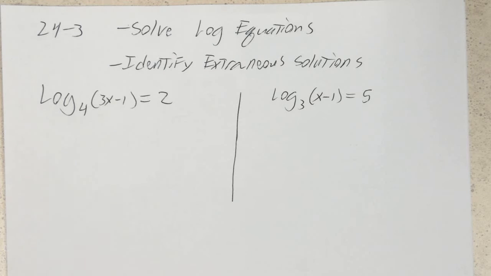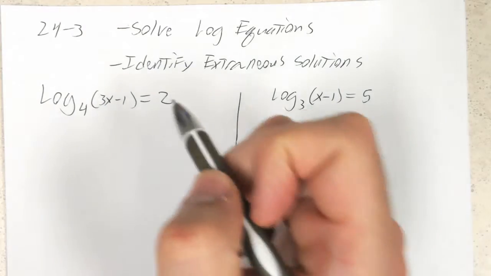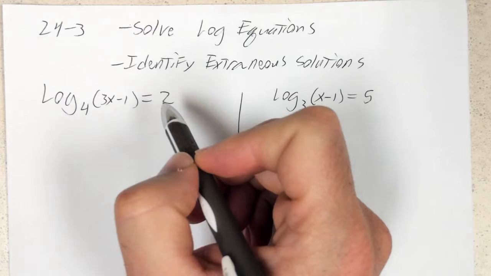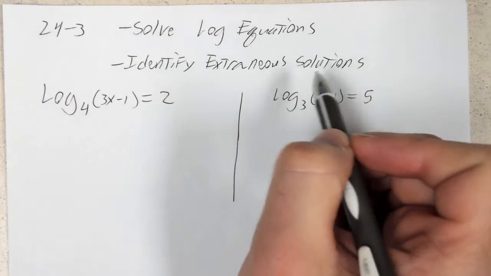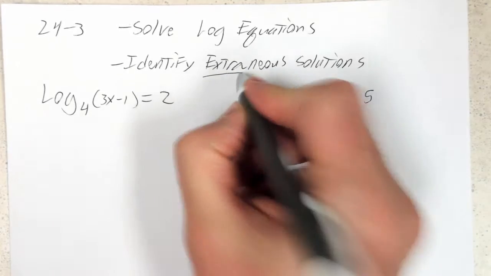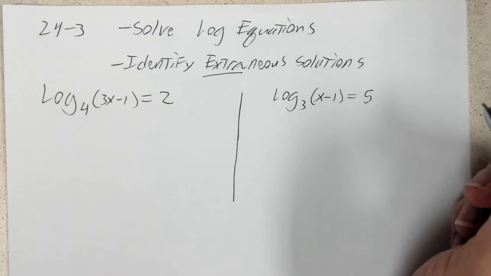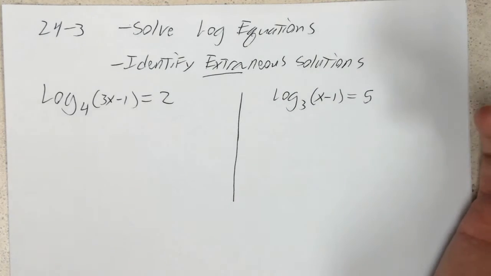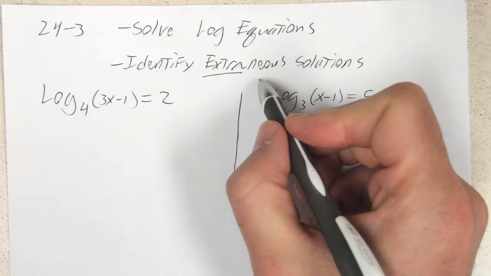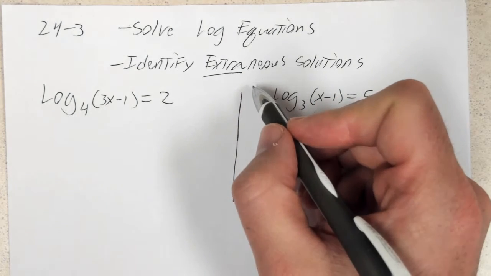Okay, last section for this unit, we're looking at 24-3, solving log equations and identifying extraneous solutions. Extraneous solutions, I mean, you've got the word extra in there. Most of the time when you think of something extra, it's a good thing. It's having something that's extra, that you've got everything you need plus more. The deal with extraneous solutions is they're not something you need.